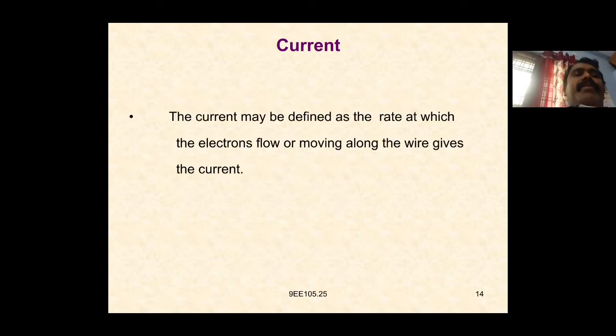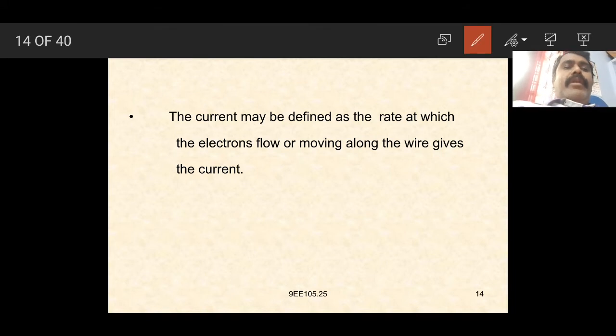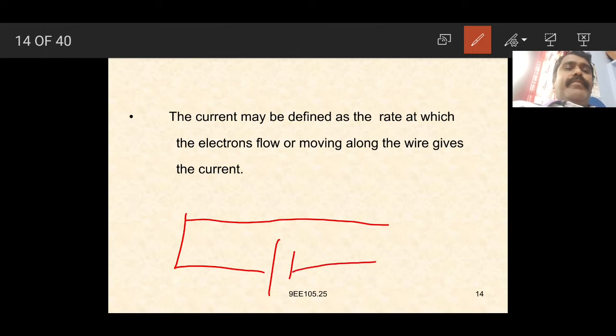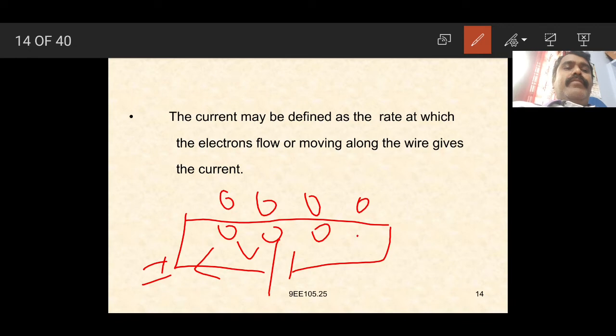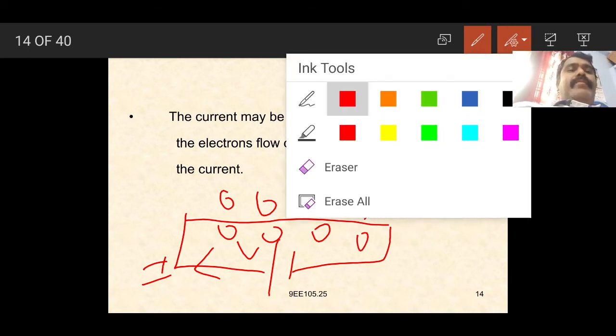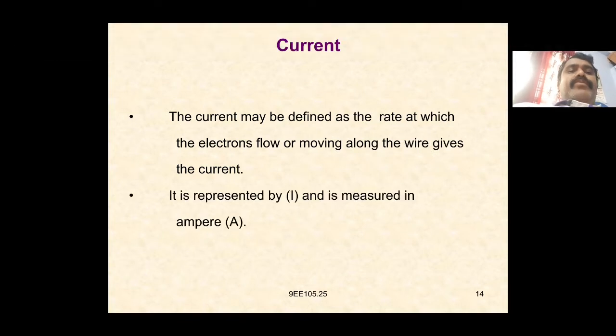So the current may be defined as the rate at which the electrons flow or move along the wire. Again, the wire can be connected to the voltage. Again, we are applying the voltage, and the current flows. These are nothing but the electrons which move all along the length of the conductor. It is represented by the letter I, measured in amperes.